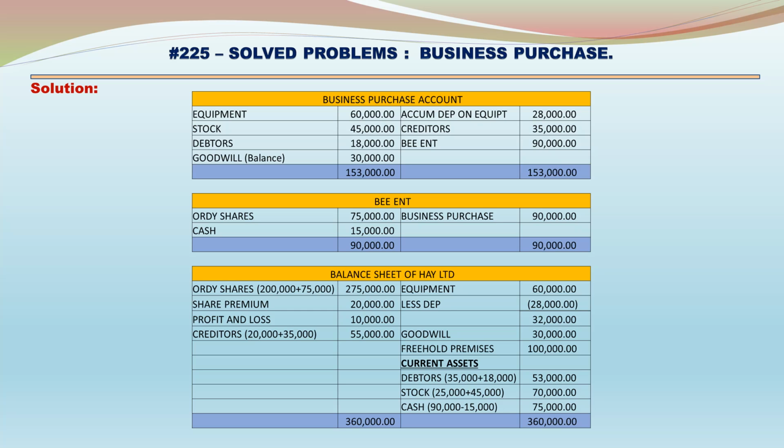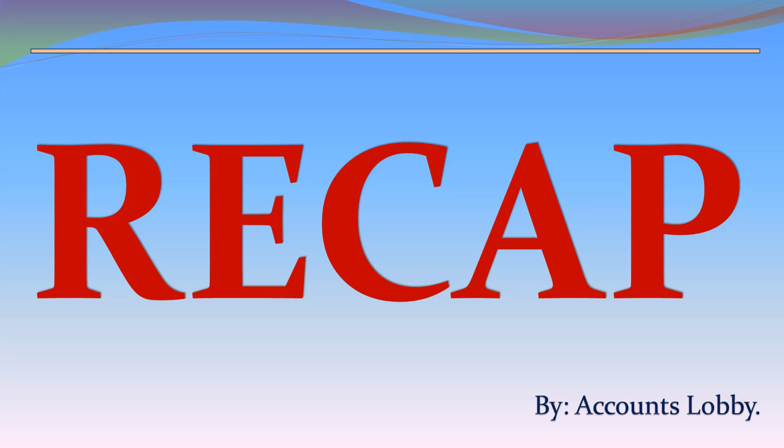360,000. On the liabilities side, ordinary shares 200,000 plus 75,000, 275,000, share premium 20,000, profit and loss account 10,000, creditors 20,000 plus 35,000, total 55,000, total liabilities 360,000, total assets 360,000. Recap.